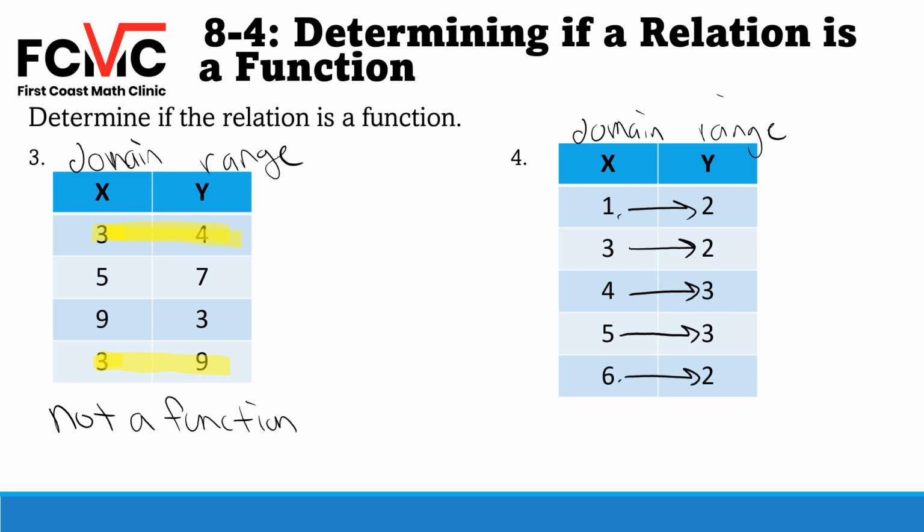Even though you notice the coordinates, the y points repeat. We've got multiple 2s, multiple 3s. Each one of these x values are only paired with one value. 1 is only paired with 2. It's not paired with multiple values. Same with 3, 4, 5, and 6. Because of that, this is a function.